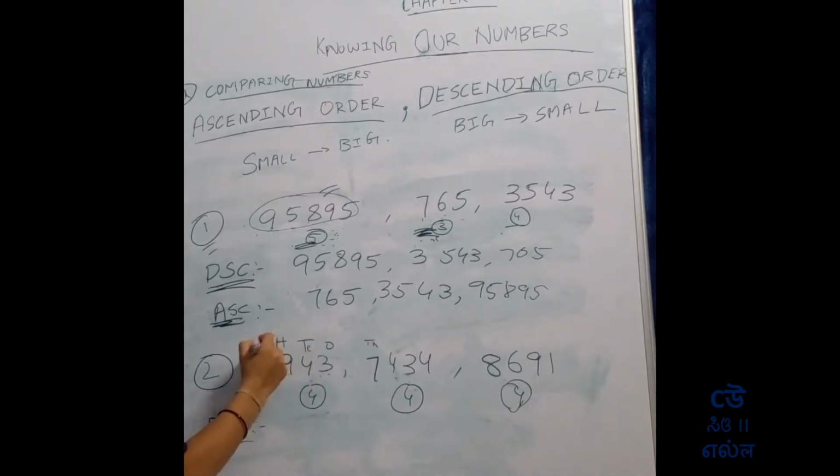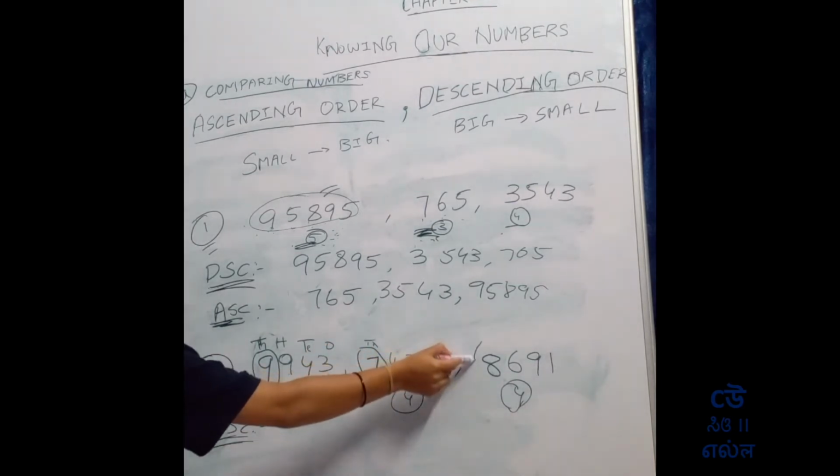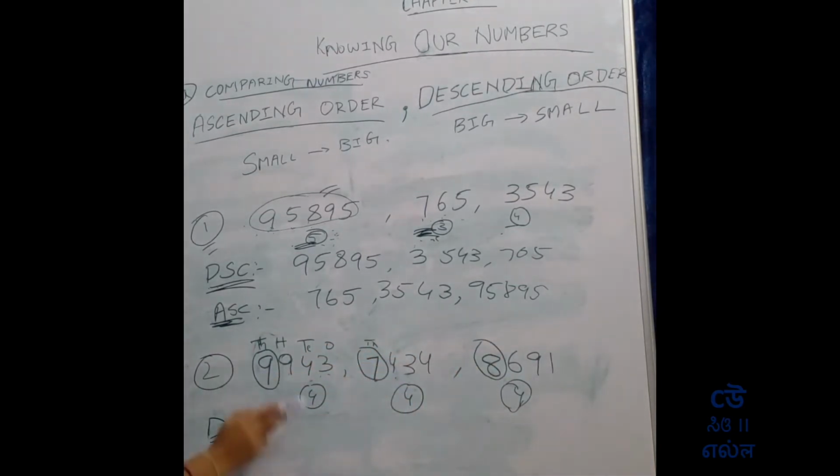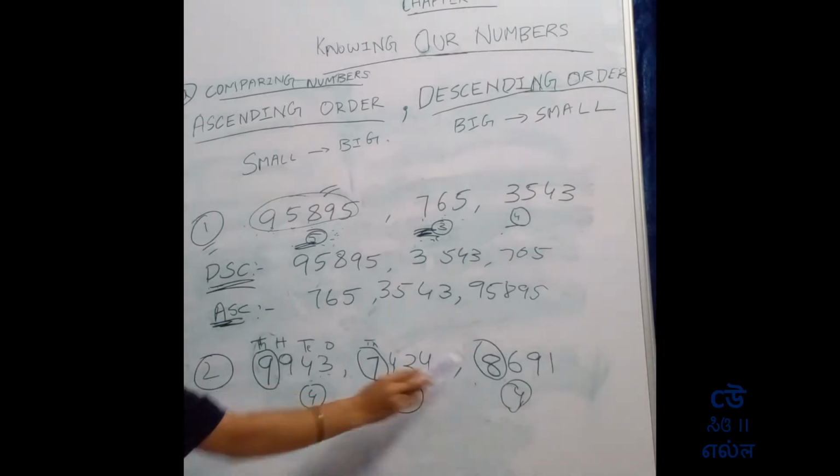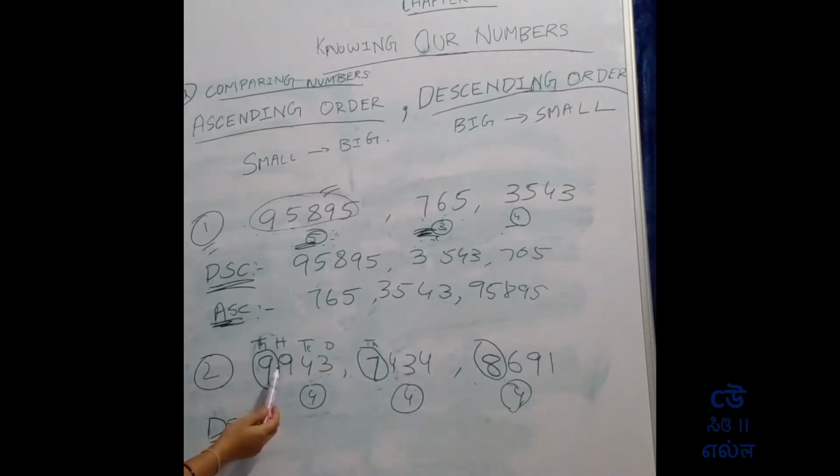Like that only: thousands, hundreds, tens and ones. First, compare the first circle, all the thousands place numbers. So all the thousands place numbers we have circled, right? See, in those 3 numbers, which is the greater number? 9, 7, 8. So the greater number is 9. So that will be the greatest number among the 3.